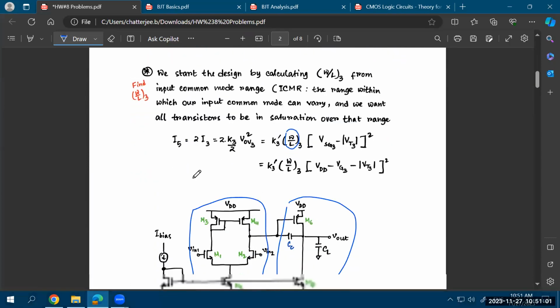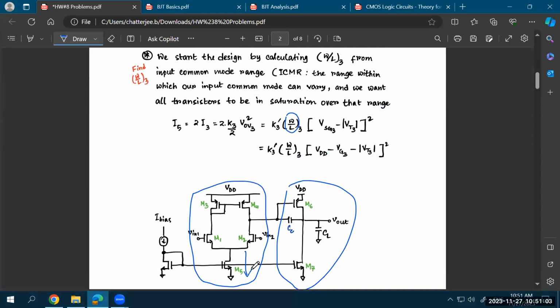So if you know the value of I5, which is the current through this transistor, you know what would be the value of the current flowing in each of these branches, which will ideally be half of the current flowing in the M5 transistor, right? So I5 will be twice that of I3. You can write your I3 as 2 times K over 2 times V overdrive squared. And from there, you can just manipulate these mathematically formally to get to this form of the equation.